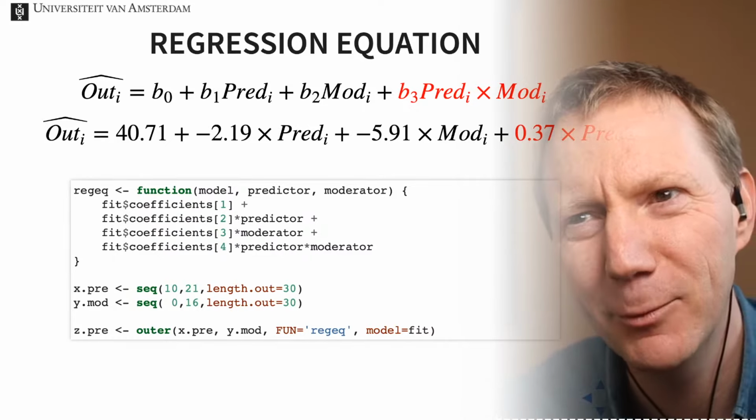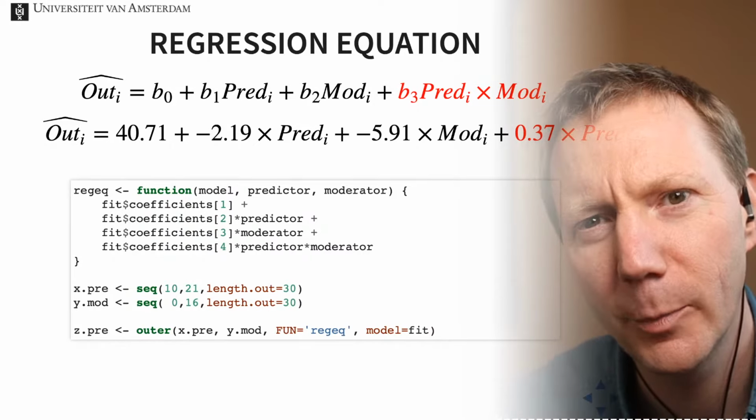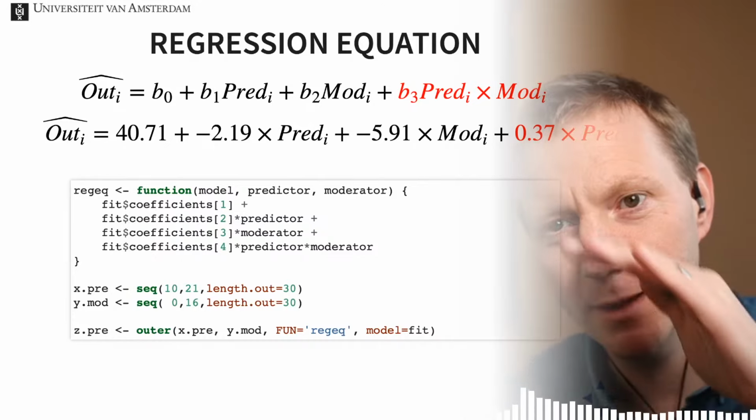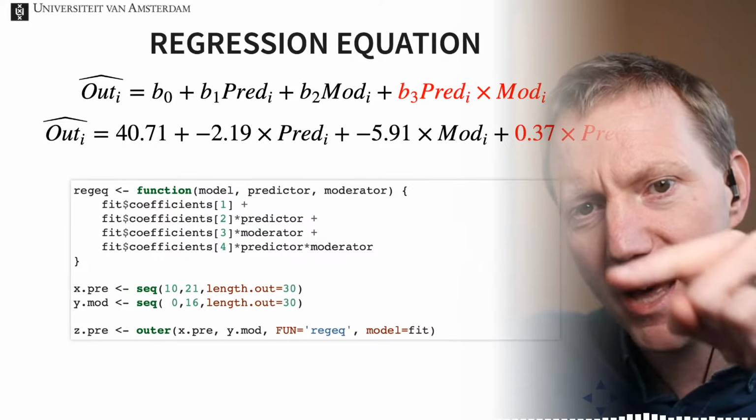Yes. Anyone else? Like a curved plane or something? Like a curved plane, because it can't be flat anymore. It has to be, because we added the interaction term. For each and every value of the predictor and the moderator, I will get an expected value of our outcome.